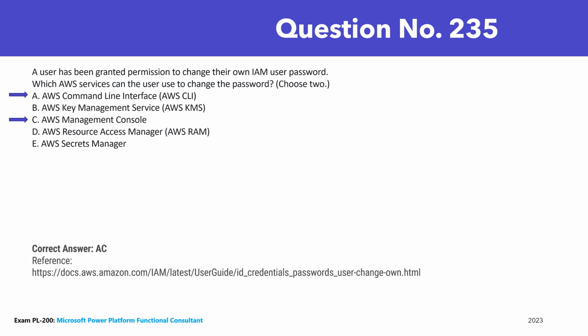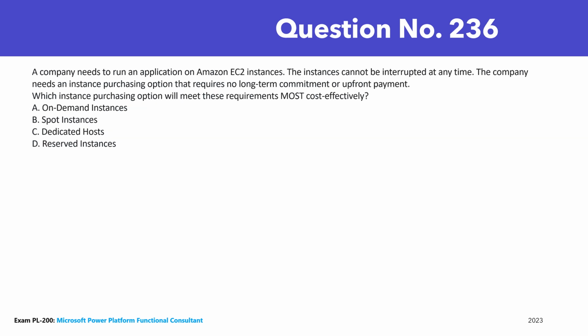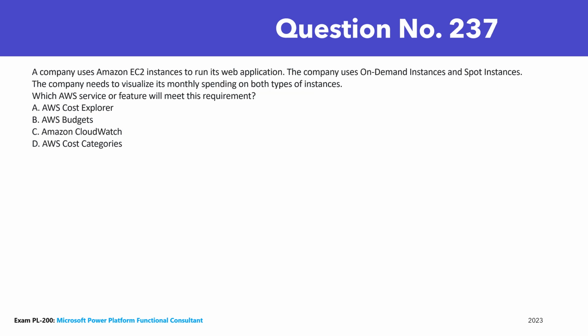A company needs to run an application on Amazon EC2 instances. The instances cannot be interrupted at any time. The company needs an instance purchasing option that requires no long-term commitment or upfront payment. Which instance purchasing option will meet these requirements most cost-effectively? A. On-demand instances. B. Spot instances. C. Dedicated hosts. D. Reserved instances. Correct answer, A.